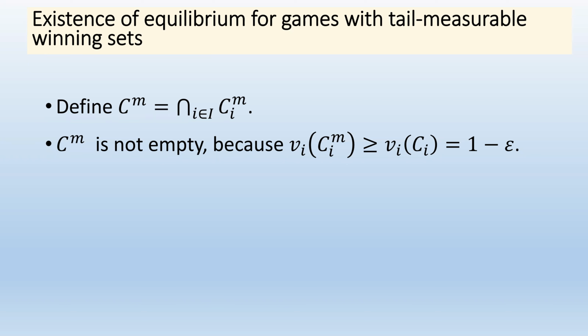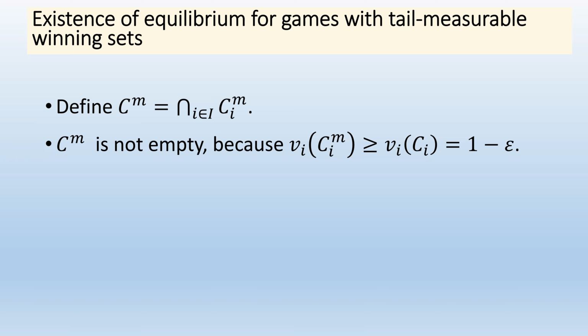No, wait. First, the set Wi is tail measurable. The set Ci is not tail measurable. So this is the first point that maybe I was not very clear about. Ci is not tail measurable. It's an approximation from the inside with a closed set of a tail measurable set, but it doesn't need to be tail measurable by itself. Okay, thank you. It most probably isn't.